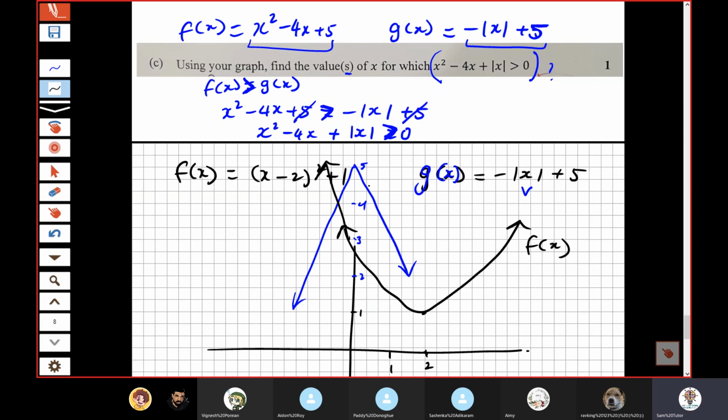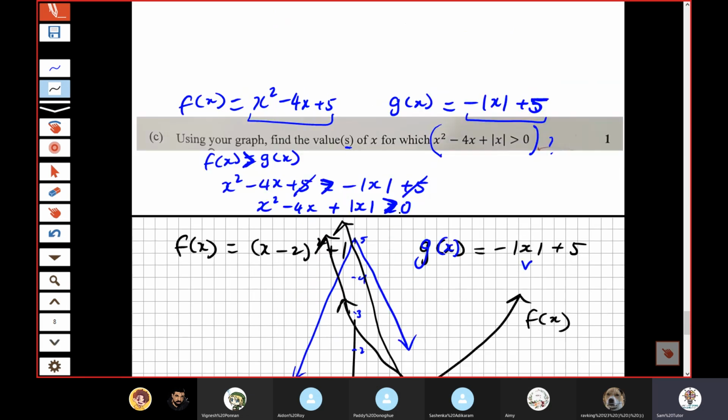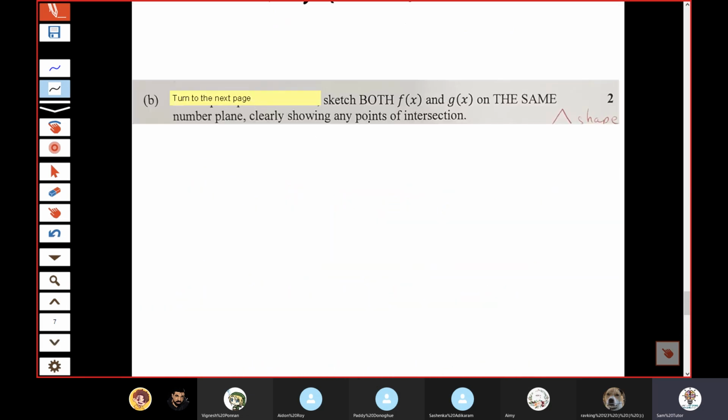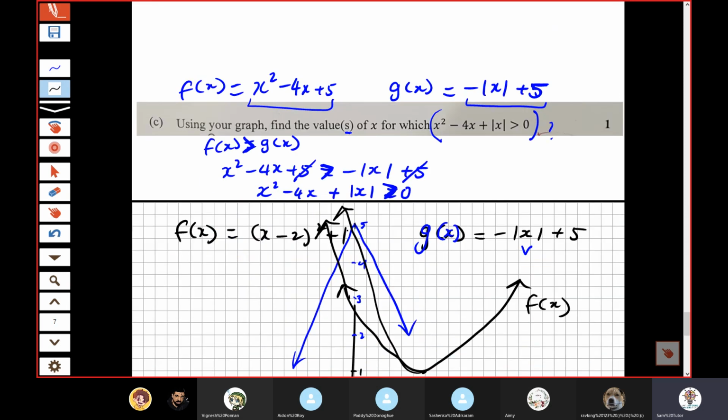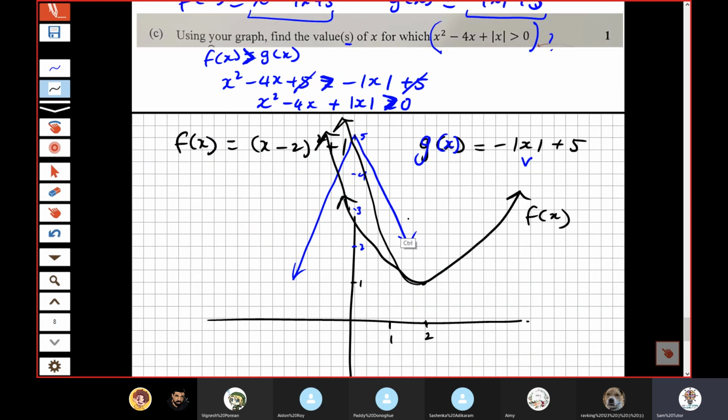Then I'll show you the proper one, because I know this black curve should have actually gone through 5. I made it specifically to go through 5. So my y-intercept should have been like that. And that's why I said here, clearly showing any points of intersection, because it was very important for the next bit. But that's okay. I stuffed up my own question.